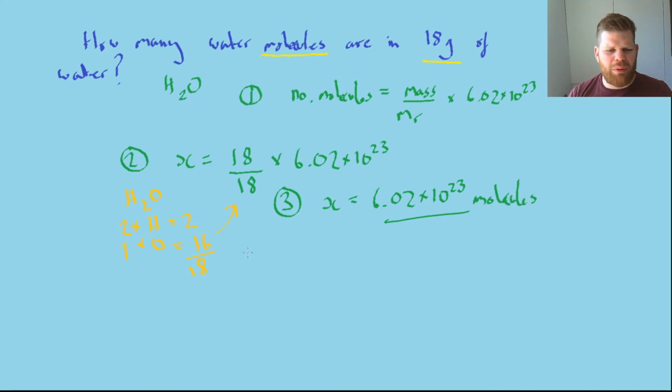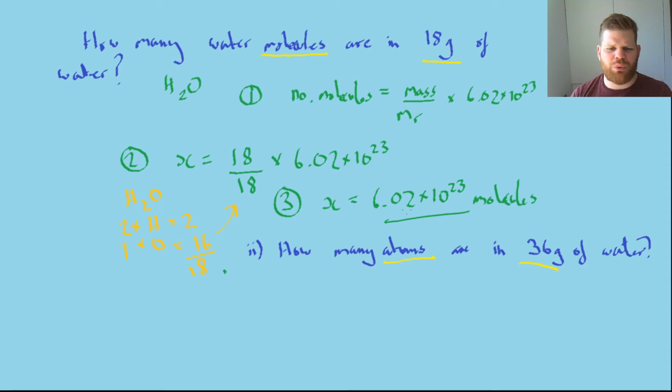So here's a second part of this question. This time, how many atoms are in, let's go for 36 grams of water? Let's break it down into steps. First, let's look at what the important thing is in the question. The first thing is atoms, and then we've got 36 grams of water.